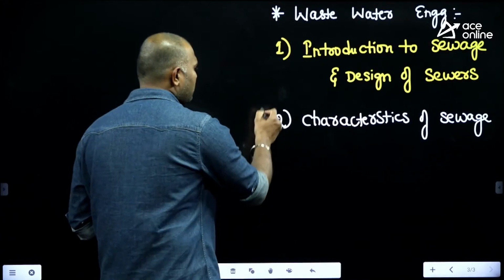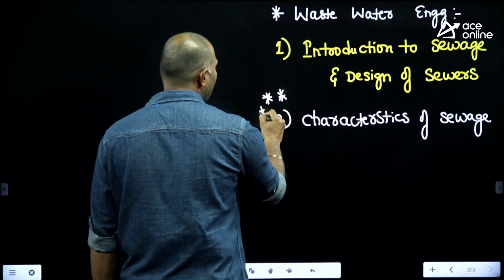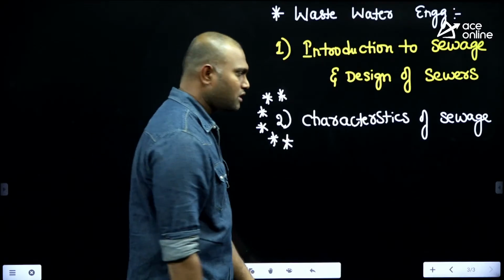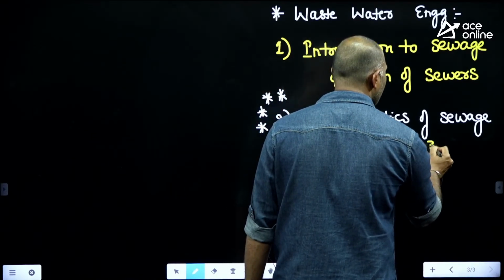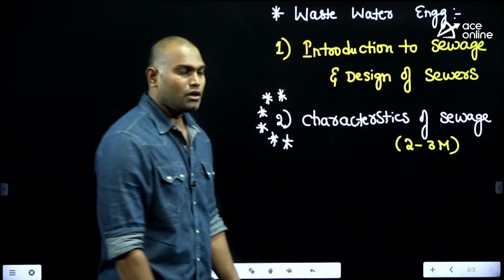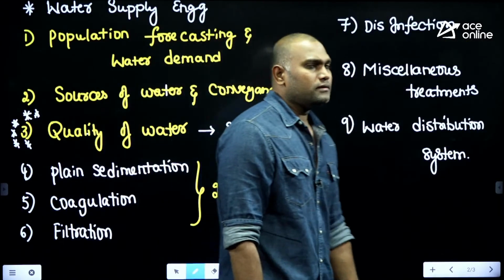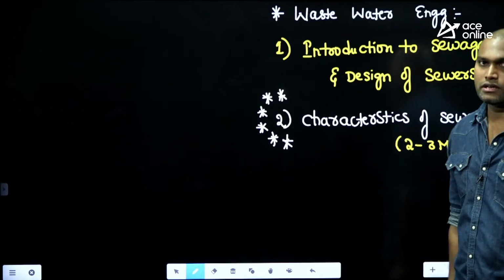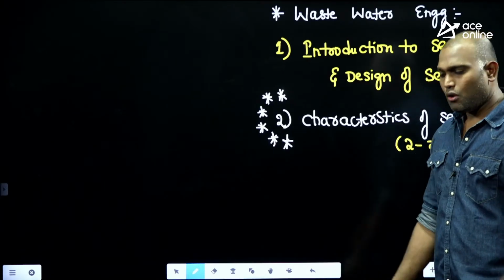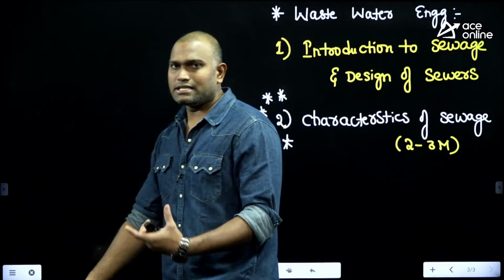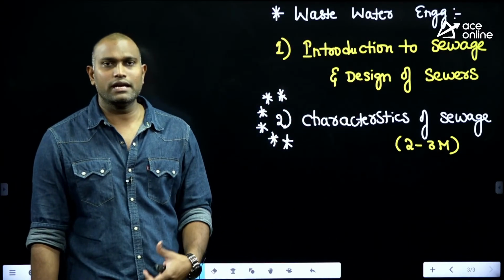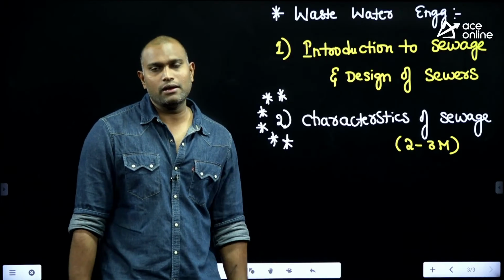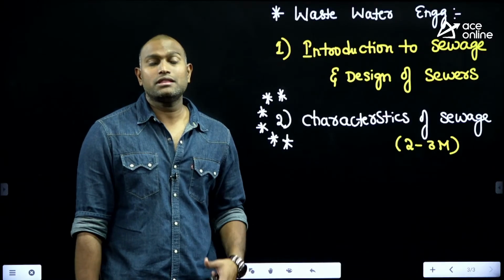Again, just like in the water engineering, in the wastewater engineering, the most important topic is characteristics of sewage. Again, you can expect a minimum of 2 to 3 marks. You see, in water supply engineering, quality of water. In wastewater engineering, characteristics of the sewage. This is very important. Once we studied various characteristics like BOD, COD, TOD. BOD, biochemical oxygen demand. COD, chemical oxygen demand. TOD, total oxygen demand. THOD, theoretical oxygen demand.